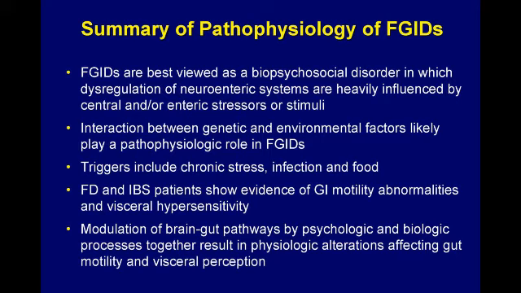And then to think that separate from these increased vulnerability or susceptibility factors, there are also triggers that trigger the symptoms even after they have the condition, like stress, infection, and food, as I mentioned. Functional dyspepsia and IBS patients as well as chronic constipation do show abnormalities in the GI tract for the motor abnormalities. For chronic constipation, it's not so much a hypersensitivity as we see in functional dyspepsia and in IBS. And then modulating these brain-gut pathways with psychologic, behavioral, and biologic processes results in physiologic alterations in gut motility and visceral perception. So hopefully targeting both centrally and peripherally will be helpful to treat these patients.